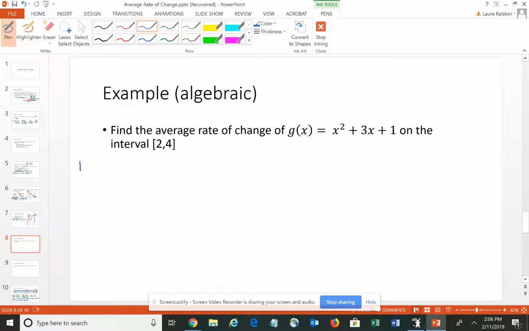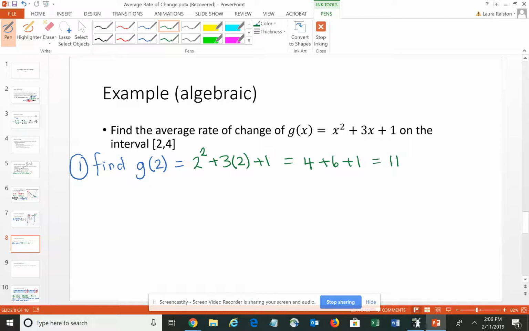So step 1 is you need to find g at 2. What happens at that beginning point of the interval, which requires you to substitute 2 into the function itself. So I'm going to do that. I would do 2 squared plus 3 times 2 plus 1. That's 4 plus 6 plus 1, which equals 11. So g at 2 is 11. So I have the ordered pair 2, 11.